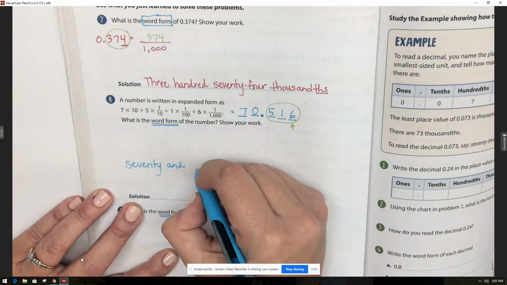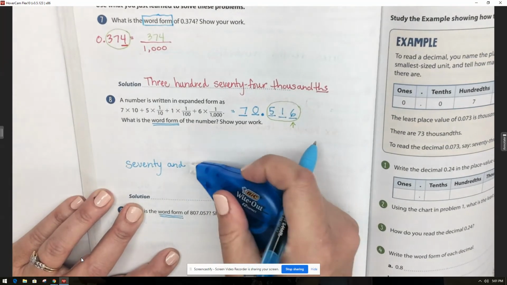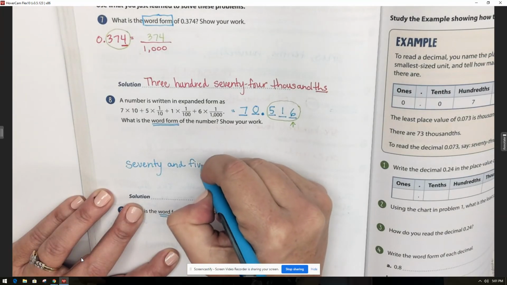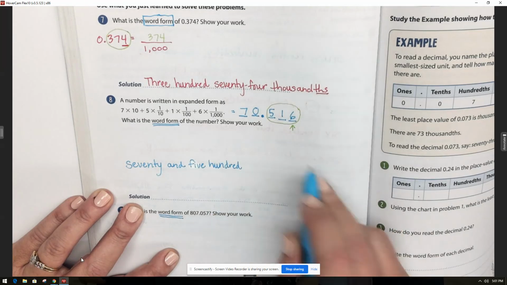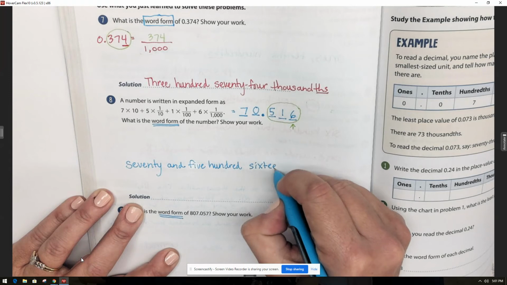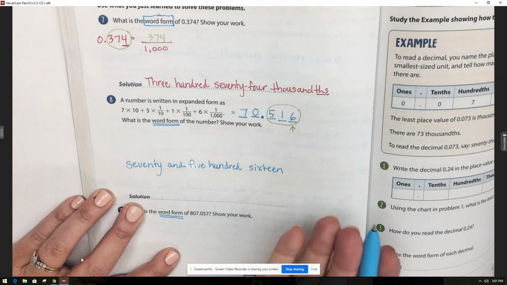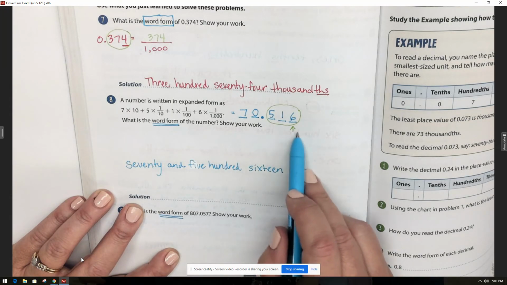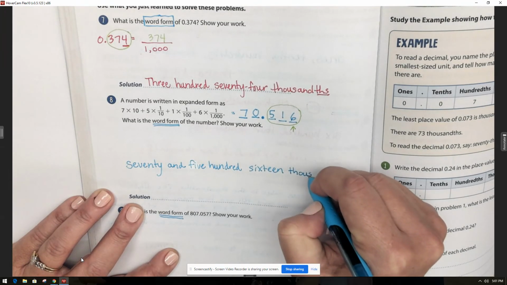So we're going to write and, see, look at me. I started to write the number 5, but that's not in word form. Word form, I need to write 500 and then 16. And then don't forget, because if I said 70 and 516, that wouldn't make sense. I still need that last word that's very important that tells us our least place value, which is thousandths.